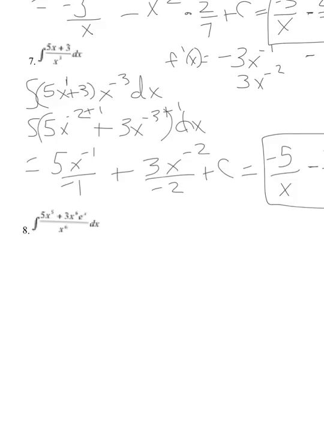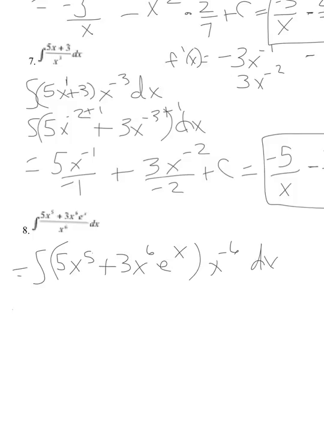I would say let's go ahead and clean this thing up before we start, because we definitely don't want to keep the fractions. So we've got 5x to the 5th plus 3x to the 6th e to the x. And we're going to multiply that by what? So we can get rid of the fraction. What do you multiply by? X to the negative 6th power.